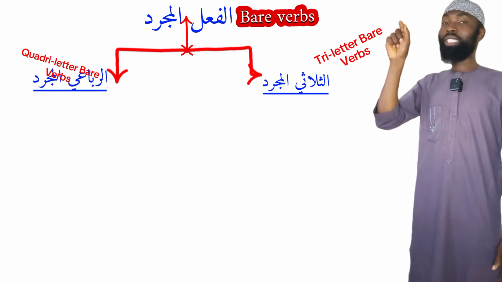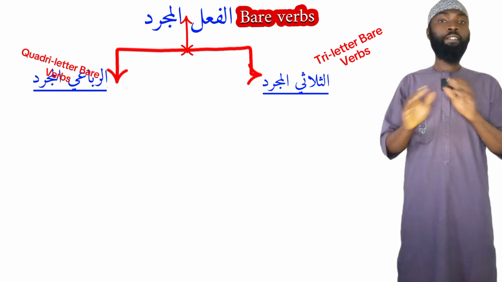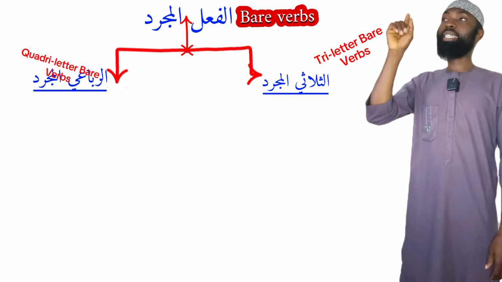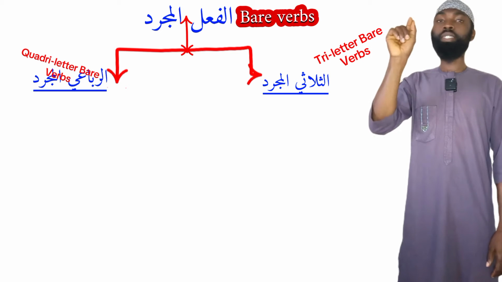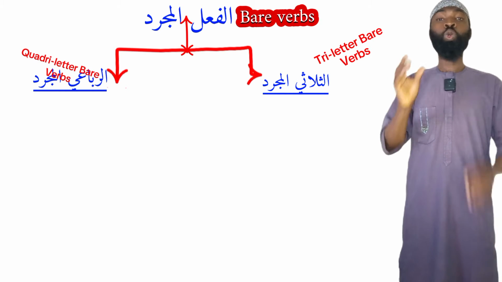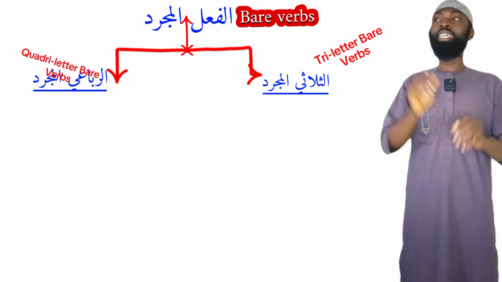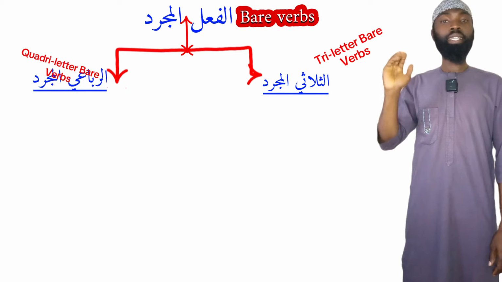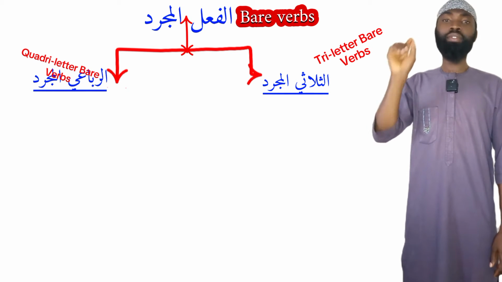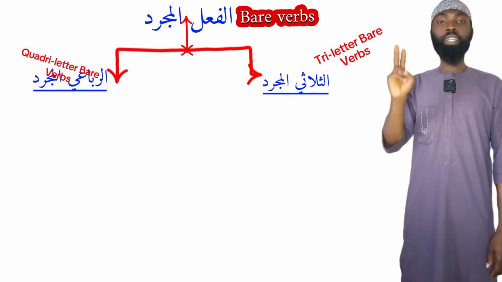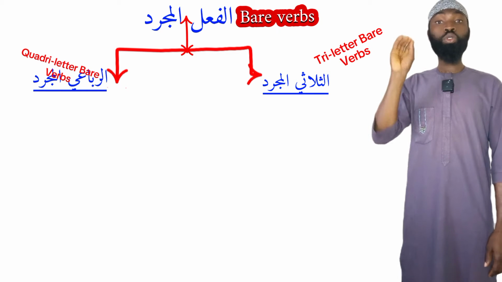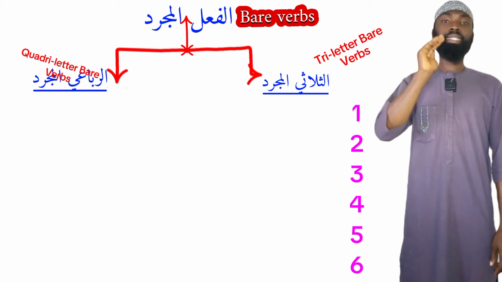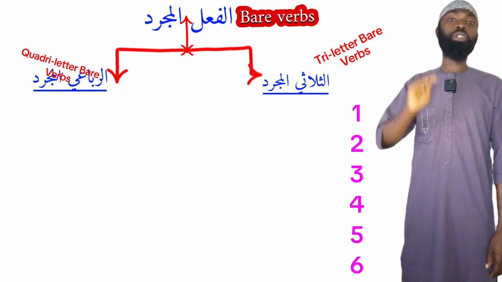Let's go. Al-mujarrad, as we said earlier, are verbs with just their root letters without any addition. And we said this is subcategorized into two. The first is al-thulathi al-mujarrad, which is the tri-letter verbs, and the al-ruba'i al-mujarrad, which is the quadri-letter verbs, the four-letter verbs. As for the al-thulathi al-mujarrad, verbs with three root letters, these have 6 awzan. What we mean by 6 awzan is the scale of measuring the verbs.